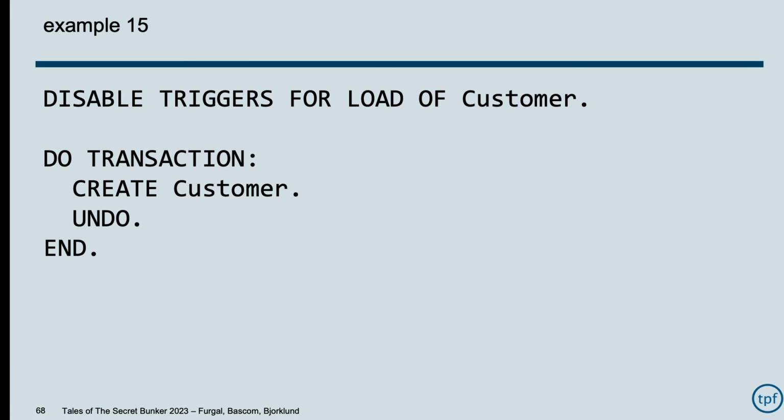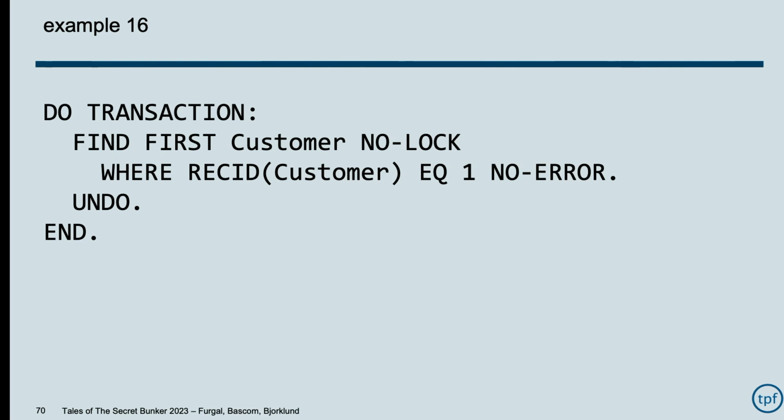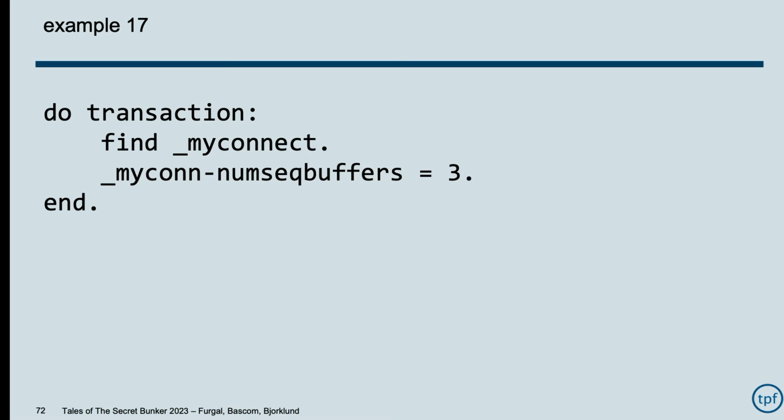How about this one? So we start a transaction, create a customer, undo instead of delete. What do you get? Correct, nothing. How about this one? Right, nothing. How about this one? Nothing, right, that's the last example.